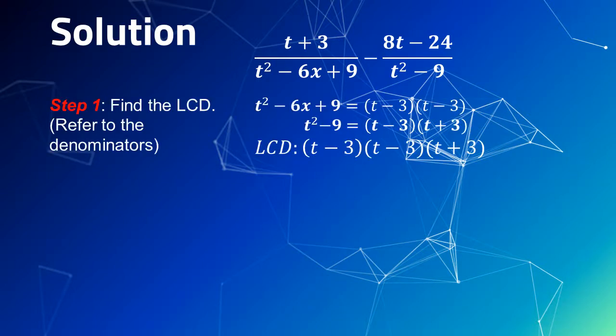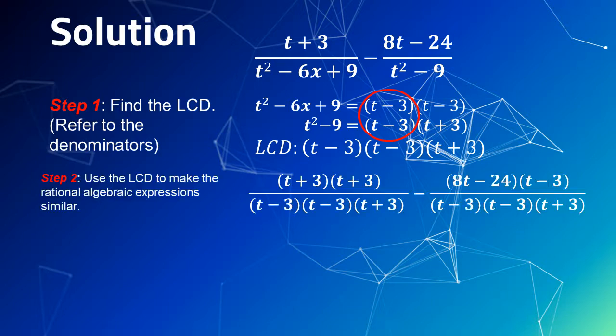So find the LCD. We're going to refer to the denominators. The first denominator is t squared minus 6t plus 9, so we're going to factor this out. The factored form of this is t minus 3 times t minus 3. T squared minus 9 is our second denominator. The factored form of that is t minus 3 times t plus 3. This is the sum and difference of a binomial, the factored form of a difference of two squares.